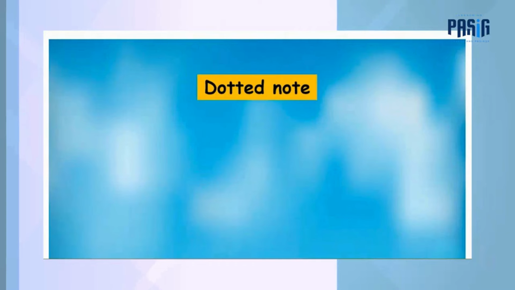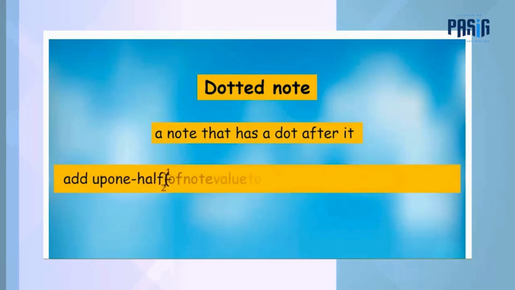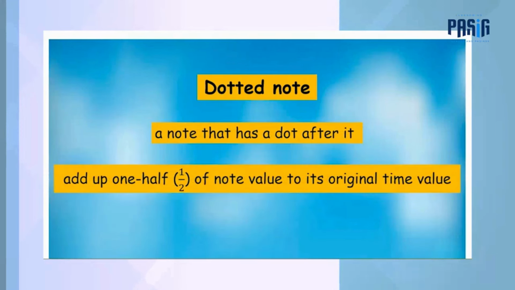A dotted note can also be used in a music score. It is a note that has a dot after it. A dot in the note means that you will add up one half of the preceding note value to its original time value. It is the same as any dotted rest.